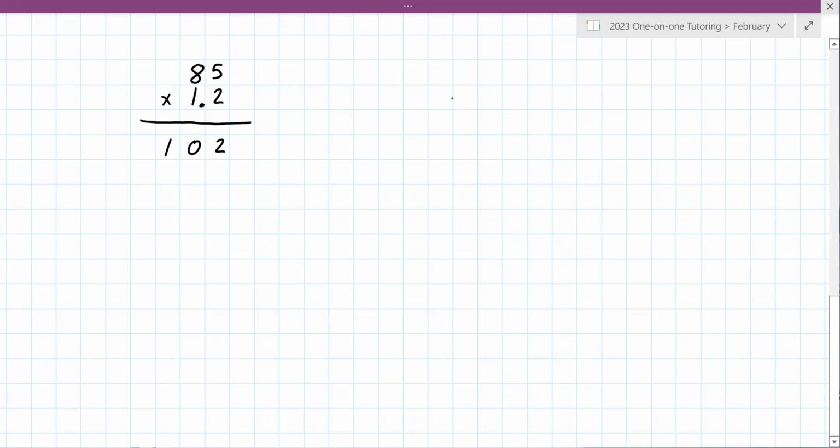Well, here's why. So 1.2 is really 1 plus 0.2. Do you agree with that? Yes. The 0.2 is 20% and the 1 is 100%. Oh, okay.